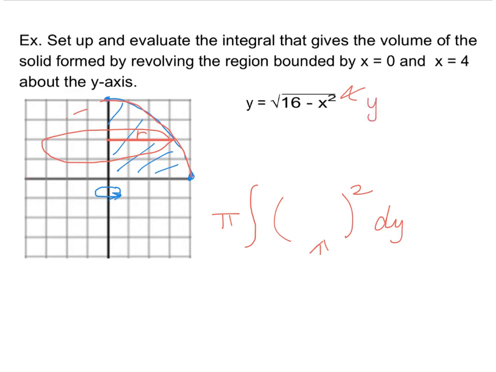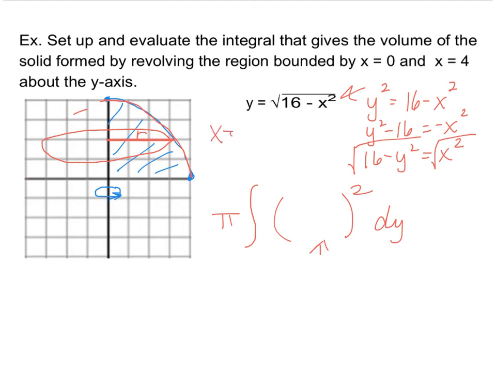I'm going to square both sides, and that's going to leave me 16 minus x squared. And then I'm going to subtract the 16. So y squared minus 16 equals negative x squared. I'm going to switch the signs on the other side to divide by negative 1. And then I'm going to take the square root. Once again, we're going to take the principal root, because otherwise I'm going to end up with plus or minus. So x is going to be equal to the square root of 16 minus y squared, which is kind of interesting. Okay, so that, my friends, is going to be the radius.